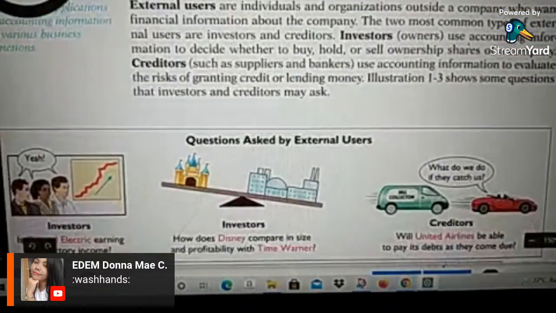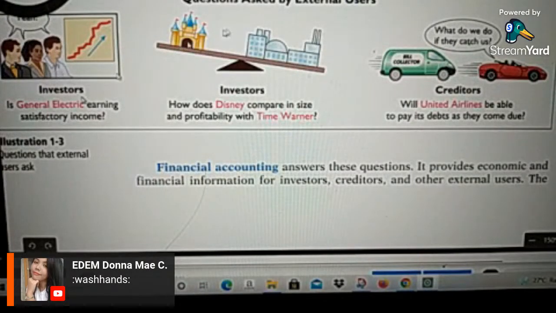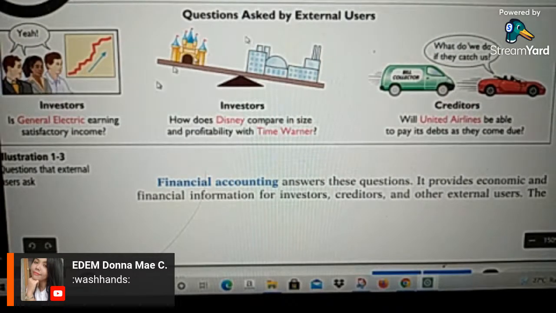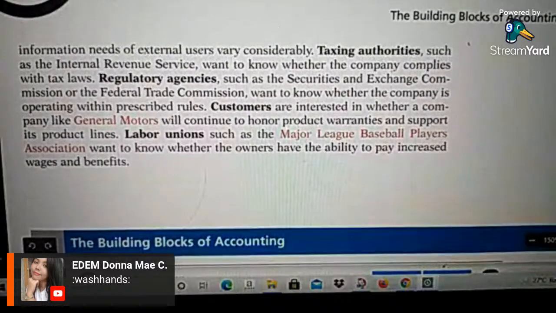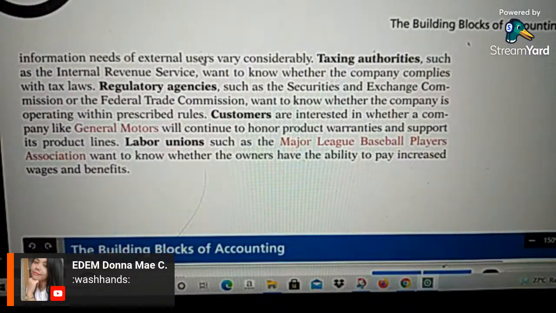So external users, investors, we already have this in our first video lecture. Investors, creditors, or banks, right? So these are the external users. And the information needs of external users vary considerably. I already explained. Taxing authorities such as BIR. In the United States, what they call the Internal Revenue Service or IRS. In the Philippines, we call that BIR, Bureau of Internal Revenue. So Internal Revenue Service, that is IRS in the US.